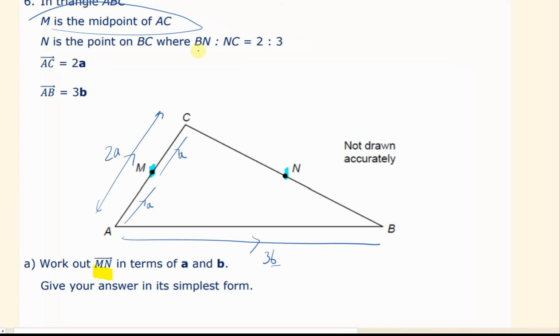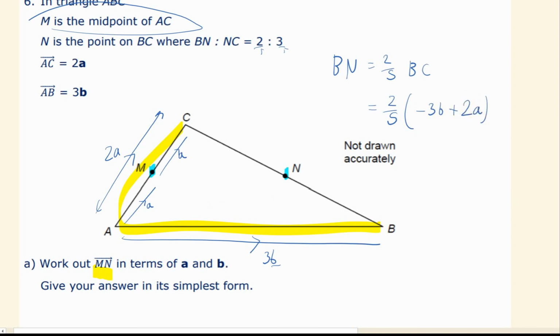So we're told that BN and NC are in the ratio 2 to 3. That adds up to 5, which means this length will be 2/5 of the whole thing. So BN will be 2/5 of BC, and let's work that out. BC we can get by taking this route. So it's going to be 2/5 of, from B to A is minus 3b, and from A to C is plus 2a. Okay, so now we're getting somewhere. We have the vector BN, let's add that on with a little arrow.